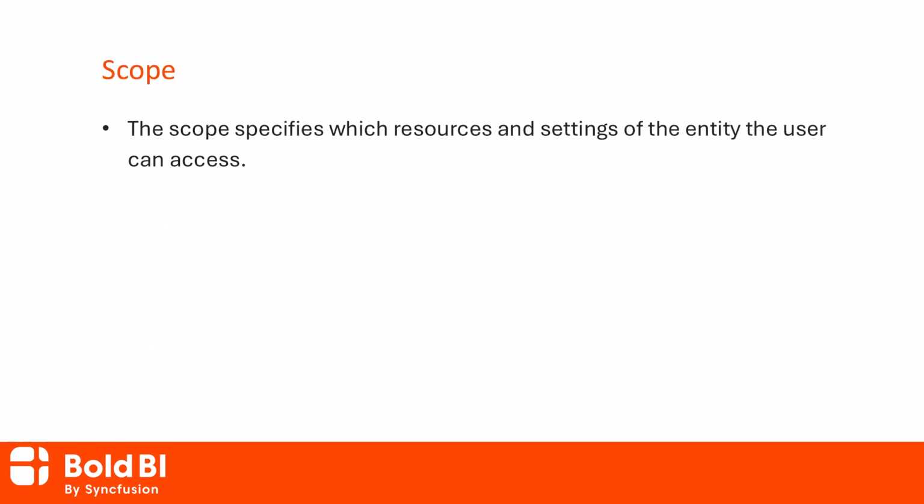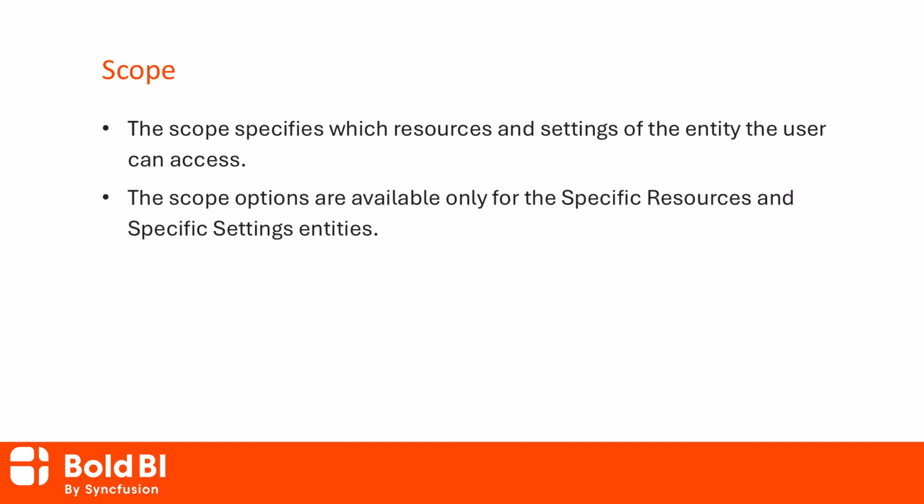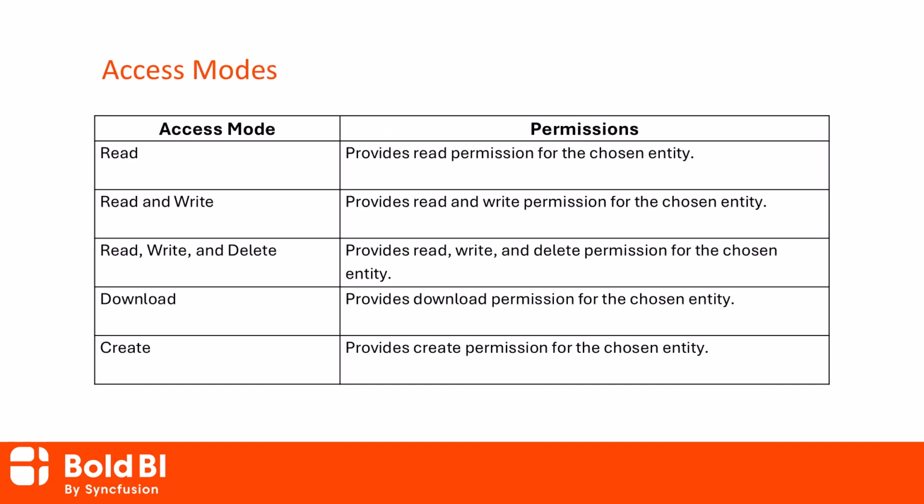After selecting an entity, you select the scope, which specifies the resources and settings of the entity the user can access. Scope selection is only available for the specific resources and specific settings entities. After selecting a scope, you select an access mode. This table explains the permissions granted by the various access modes.